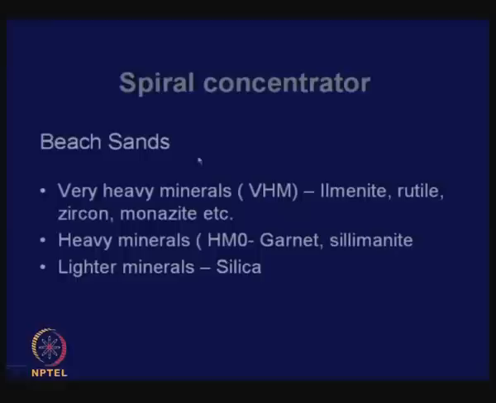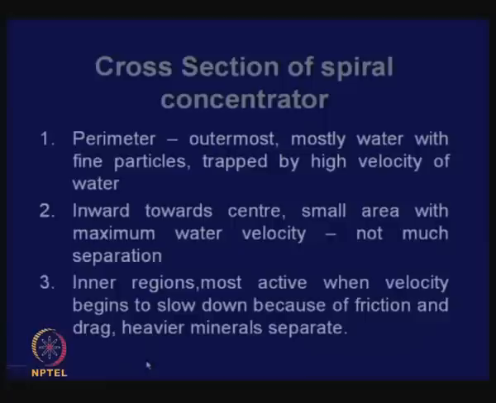Now, we want to find ways of not only separating very heavy minerals and heavy minerals from lighter minerals, but again VHM from HM, and then also ilmenite from rutile, zircon and monazite. We want to get different fractions out. This device that I am going to describe, called a spiral concentrator, achieves this remarkably well.